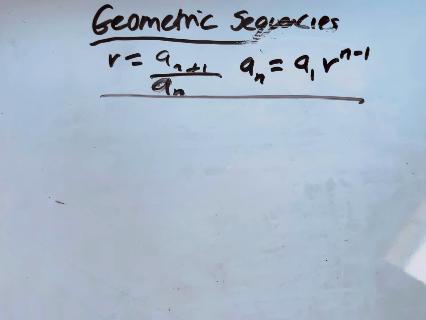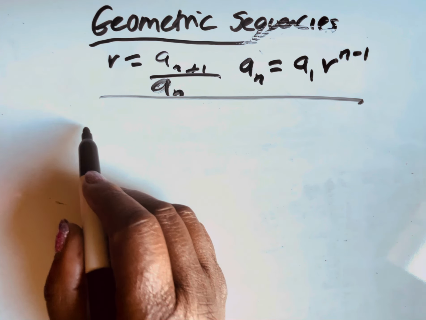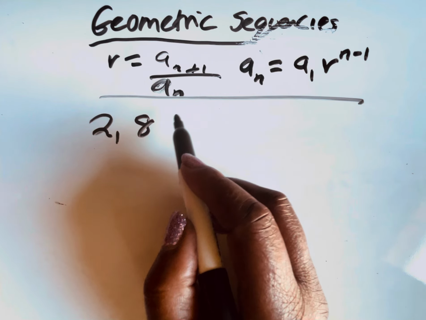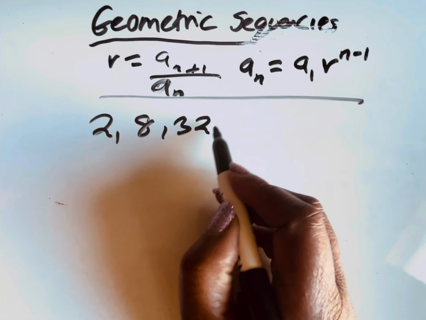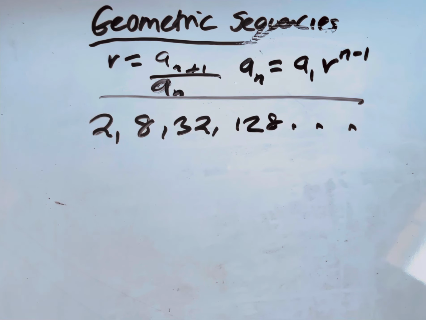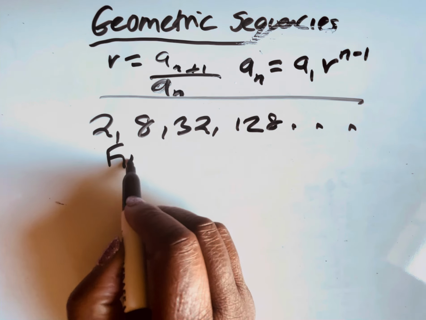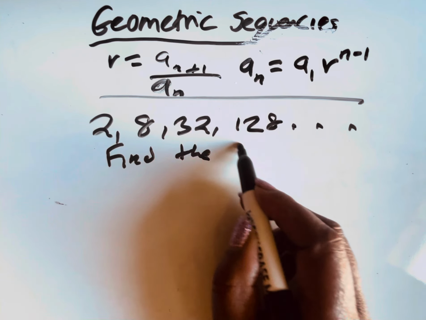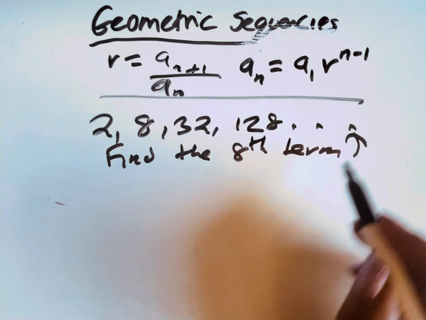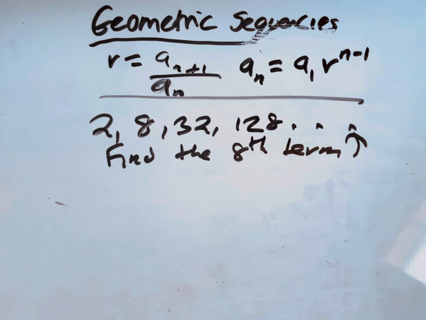Example, we have a sequence 2, 8, 32, 128. What if we are given this sequence and we are asked to find the 8th term of these geometric sequences? Find the 8th term of the above geometric sequence.